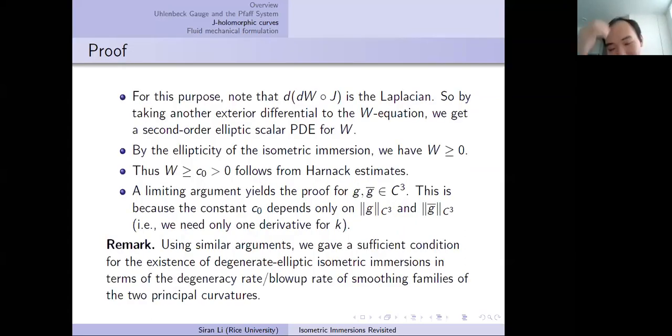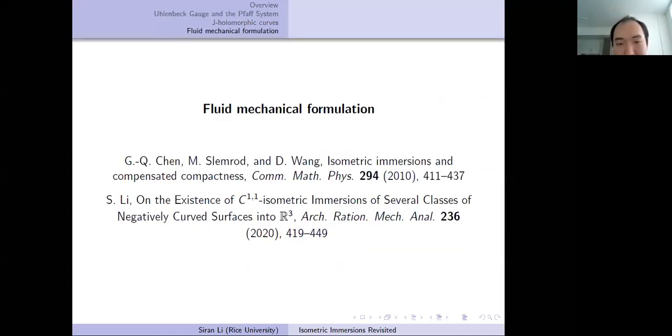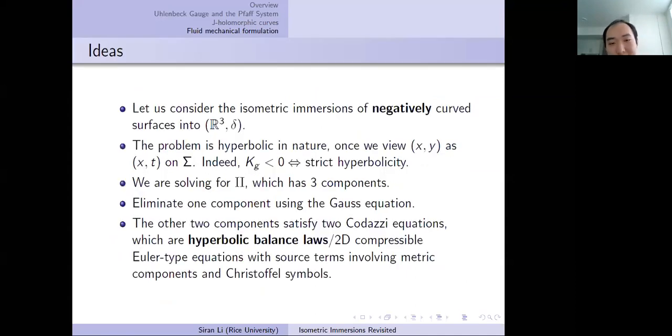So finally, I'll briefly talk about some recent fluid mechanical formulations. This includes the works done by my supervisor Guiqiang Chen and Marshall Slemrod and Zhehua Wang, in this nice paper in 2010, and one of my recent works this year. In this case, I'll focus on the isometric immersions for negatively curved surfaces into Euclidean 3-space.